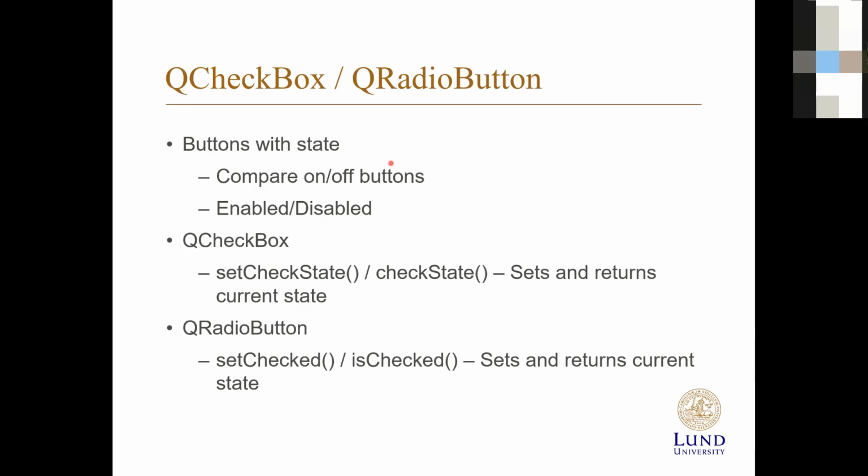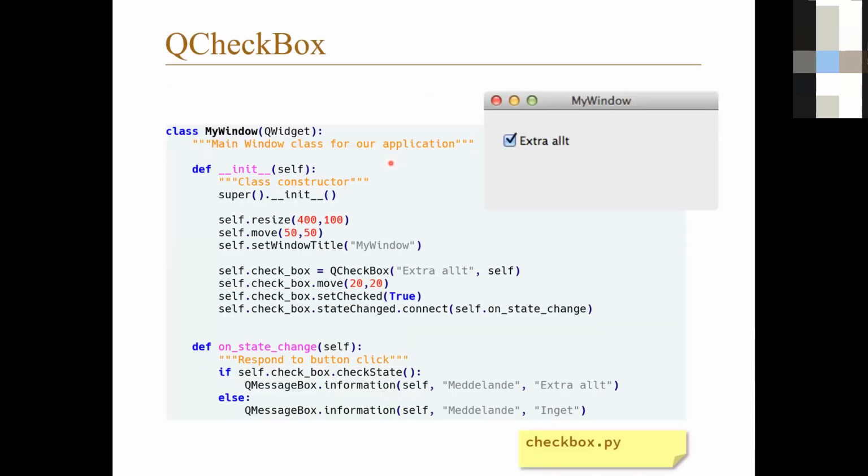Only one of the radio buttons in a group can be checked. So if you want that, you have to group them together. Otherwise, every radio button on your window will have only one checked or not checked. So if you put them in groups, that will solve that problem. So let's start with a checkbox.